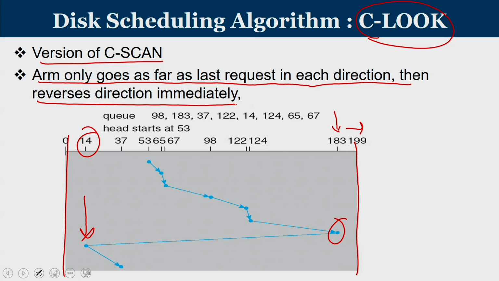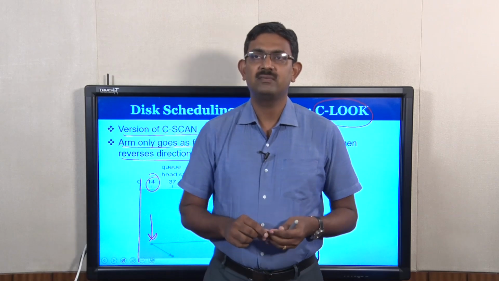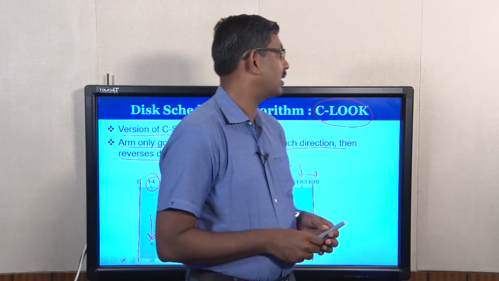So, we learned about FCFS scheduling, first come first serve, which has a lot of zigzag movements, and then shortest seek time first, then third the SCAN algorithm, and then we have the C-SCAN, that is called circular scan, and then the C-LOOK algorithm.